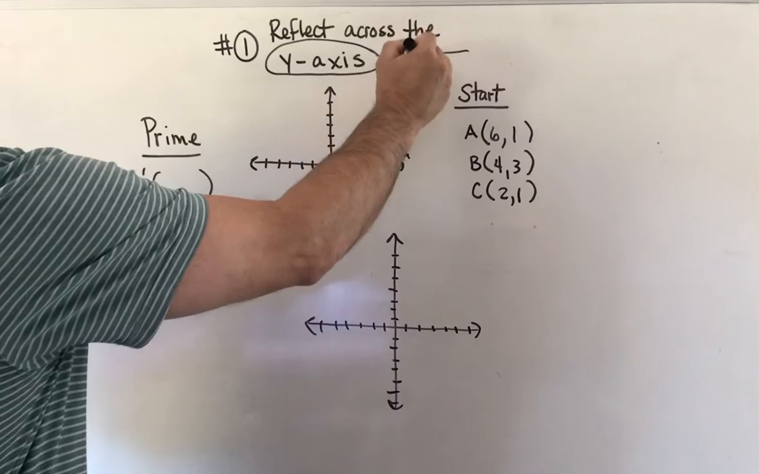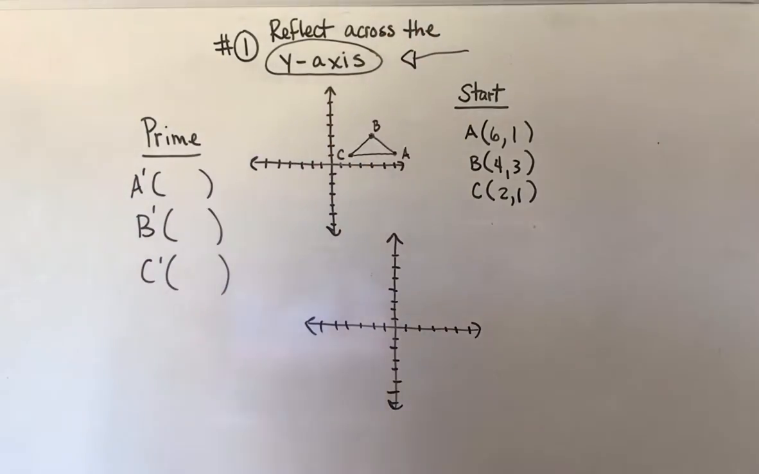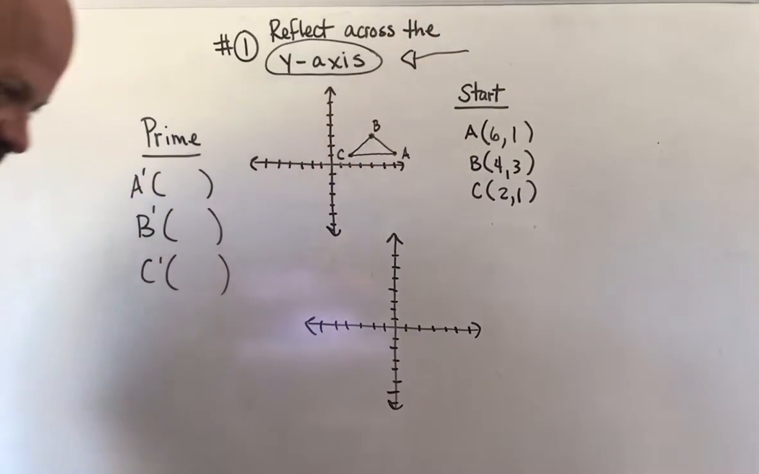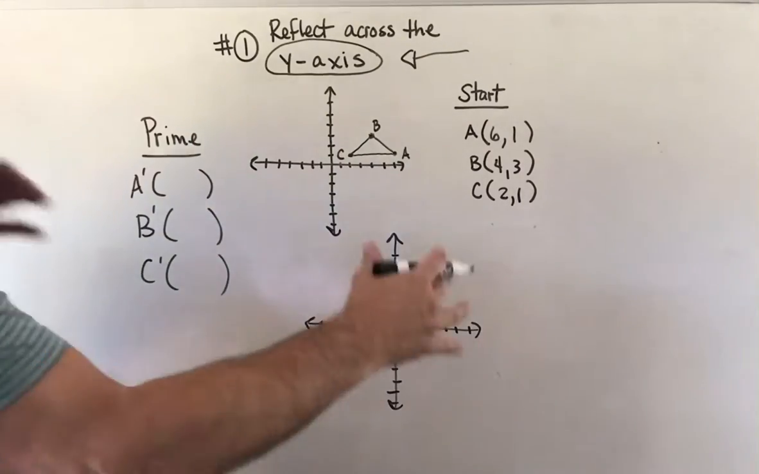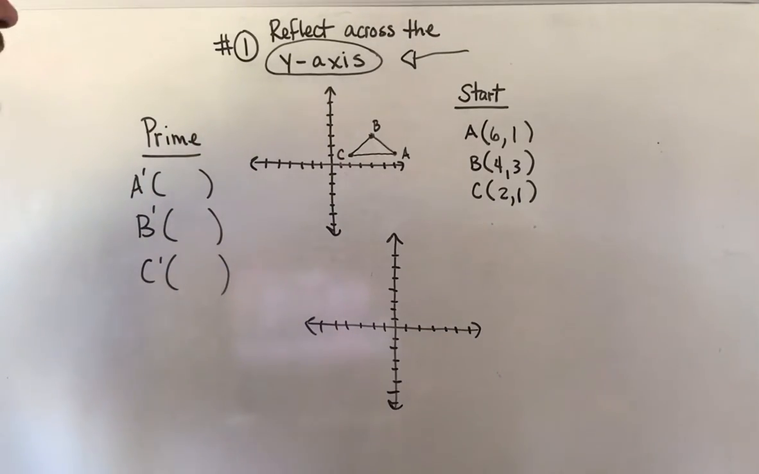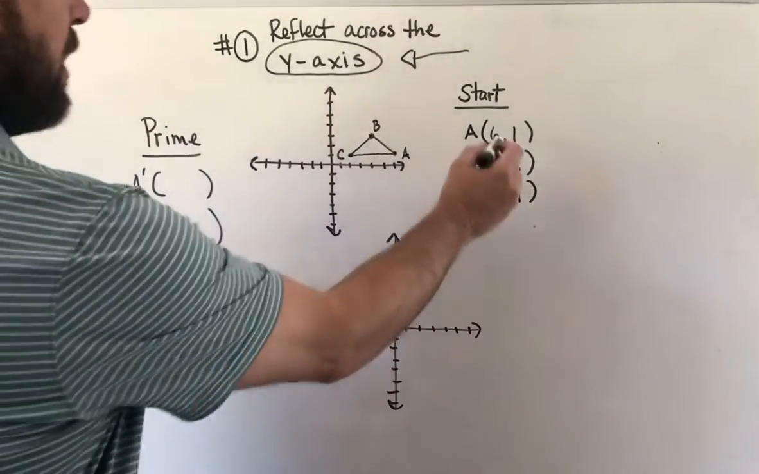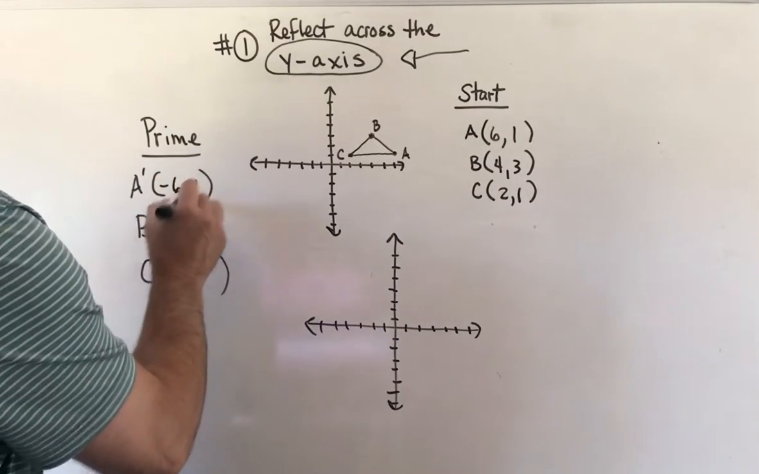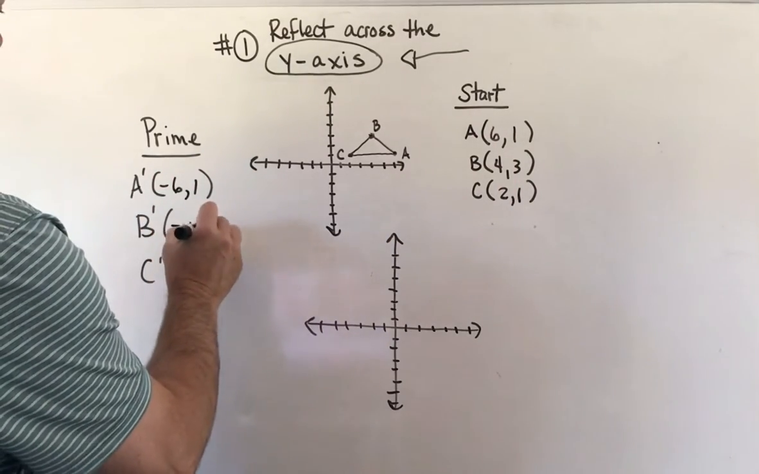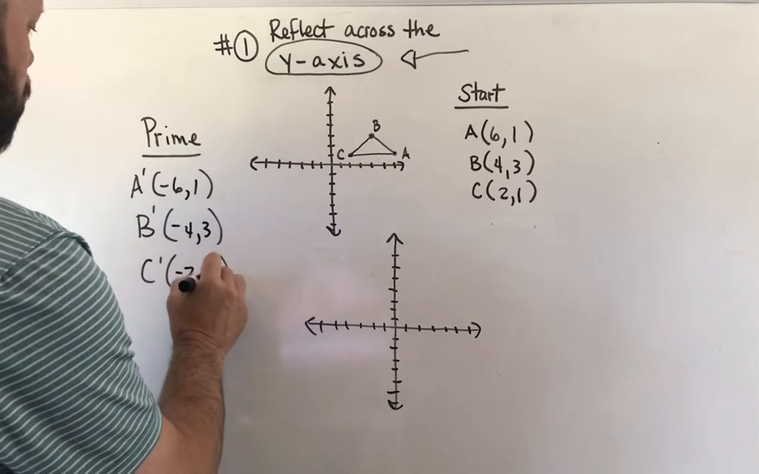All we have to remember is that to reflect across the y-axis, we have to change all of our x values to the opposite of what they were. So this now becomes (-6, 1), (-4, 3), (-2, 1).